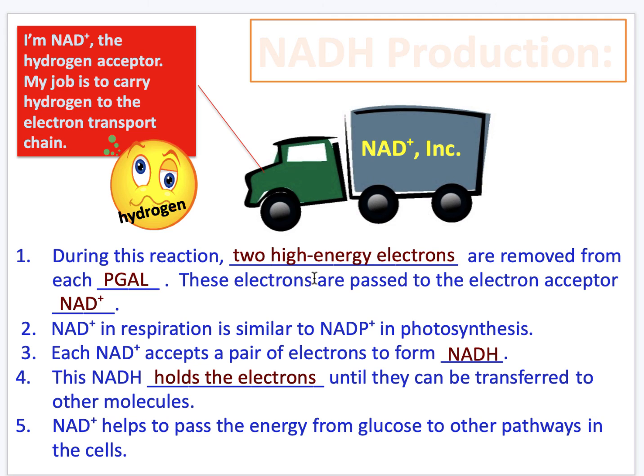During this reaction, 2 high-energy electrons are removed from each of the PGALs. The electrons are passed to the electron acceptor NAD+. NAD+ in respiration is similar to NADP+ in photosynthesis. Each NAD+ accepts a pair of electrons to form NADH. This NADH holds the electrons until they can be transferred to other molecules. NAD+ helps pass the energy from glucose to other pathways in the cells.